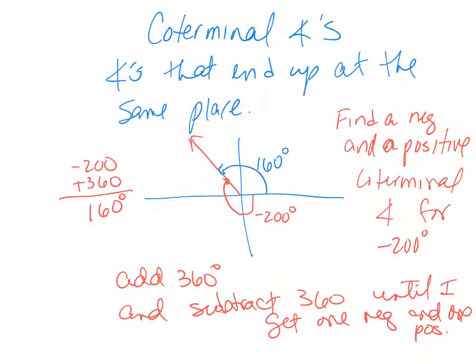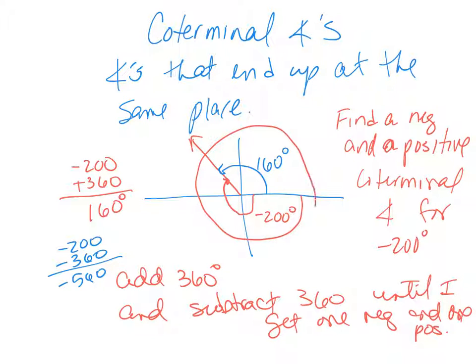Does everybody understand that? And now if I take negative 200 and subtract 360, I get negative 560. So let's do that one. That would be go around once, go around another time, and stop right there. I still end up in the same place. So negative 560 and 160 would be a negative and a positive coterminal angle to negative 200.